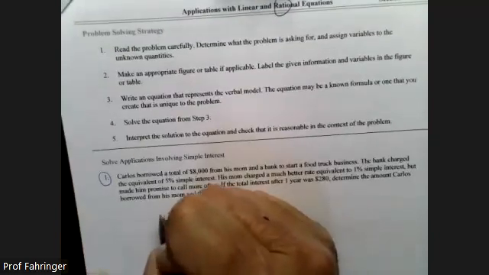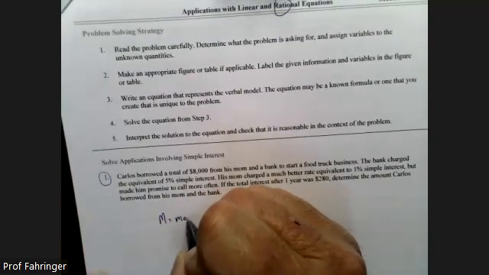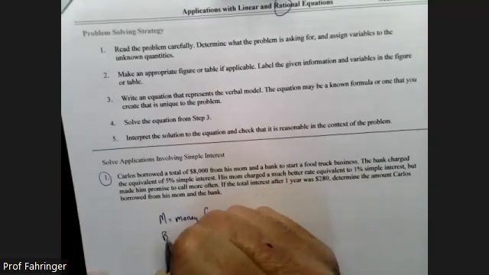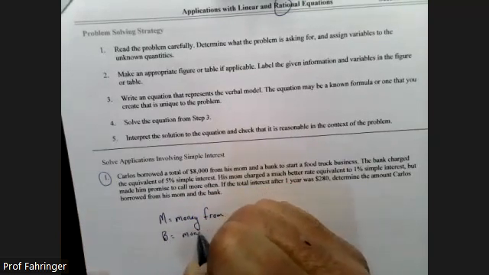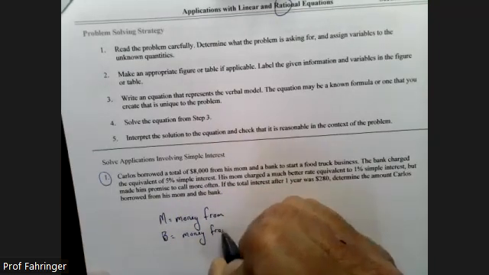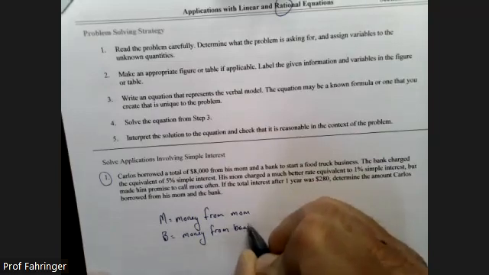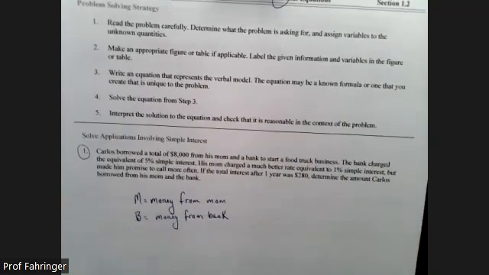So let's see, M is going to equal money from mom. B is going to equal money from bank. Boom, look at me getting partial credit on a test. Let's see, that's a total of 8,000. He borrowed a total of 8,000.